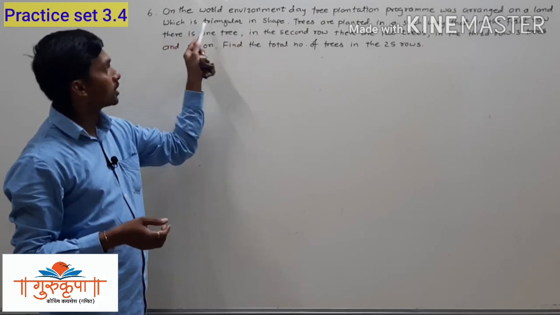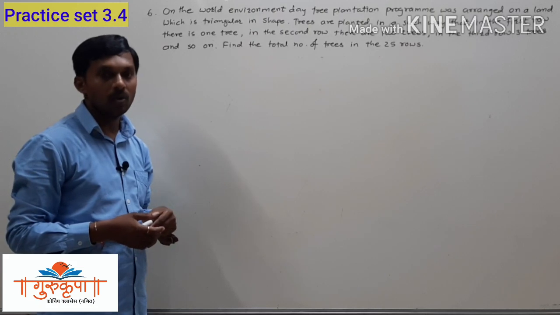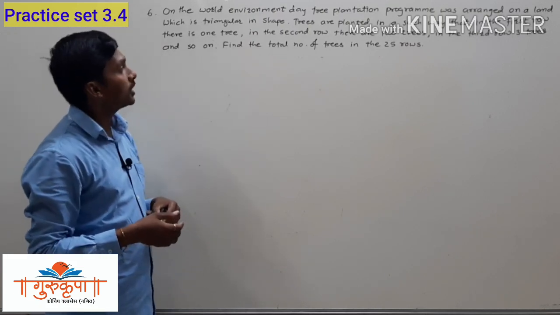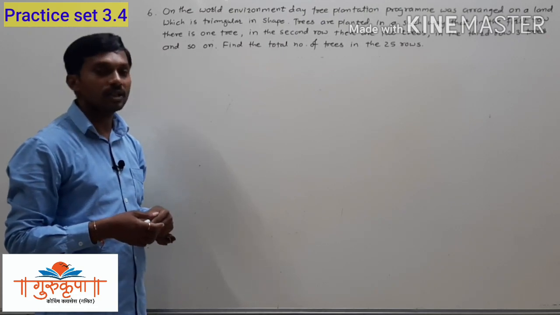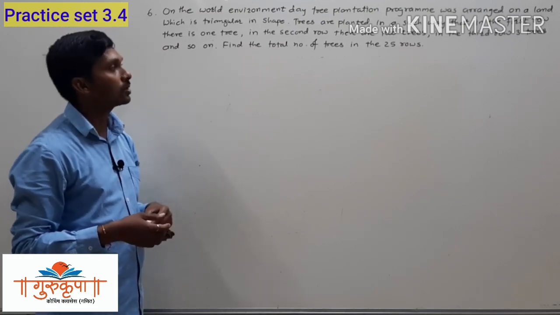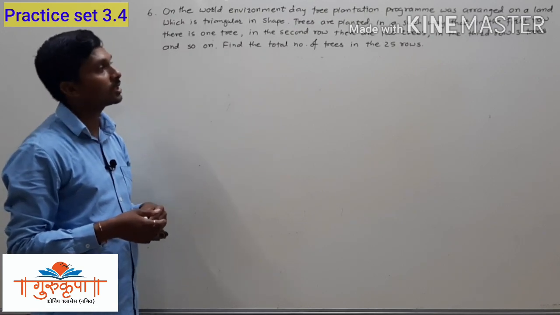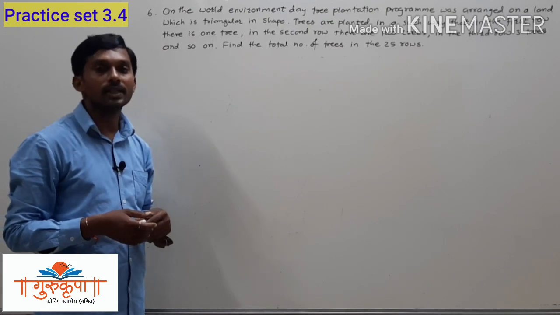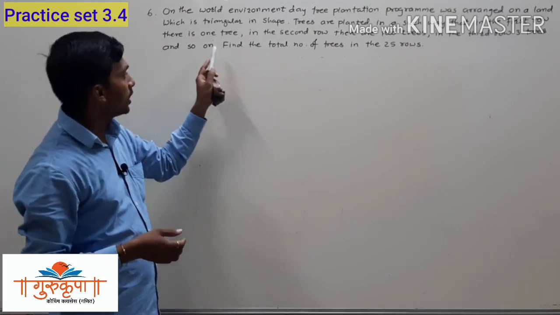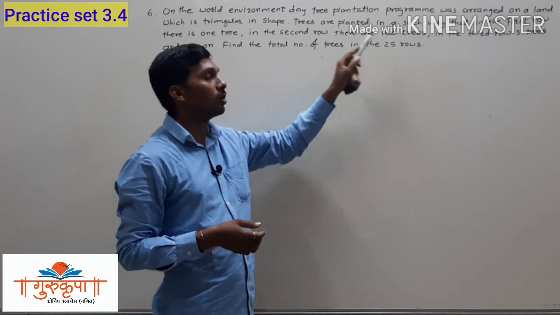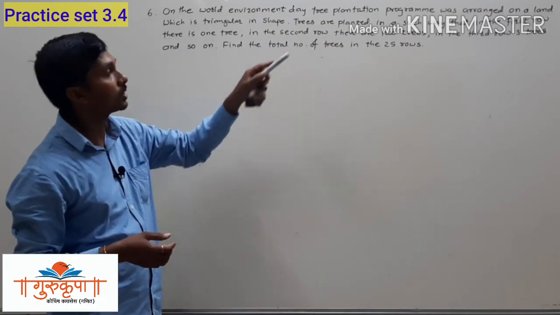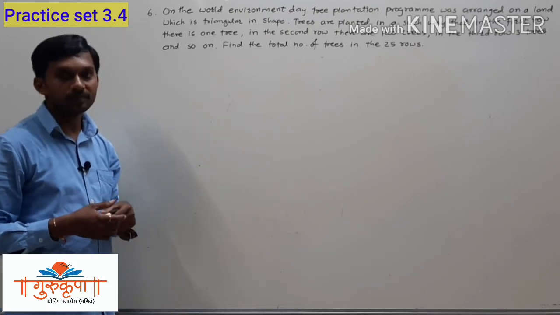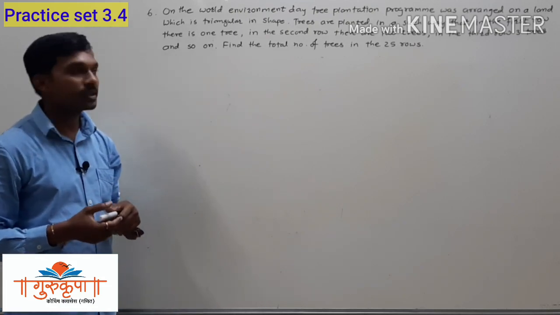On the land which is triangular in shape, trees are planted in such a way that there is one tree in the first row, in the second row 2 trees are there, in the third row 3 trees, in the fourth row 4 trees, like that. There are 25 rows in all. So we have to find the total number of trees in the 25 rows, that is S25.